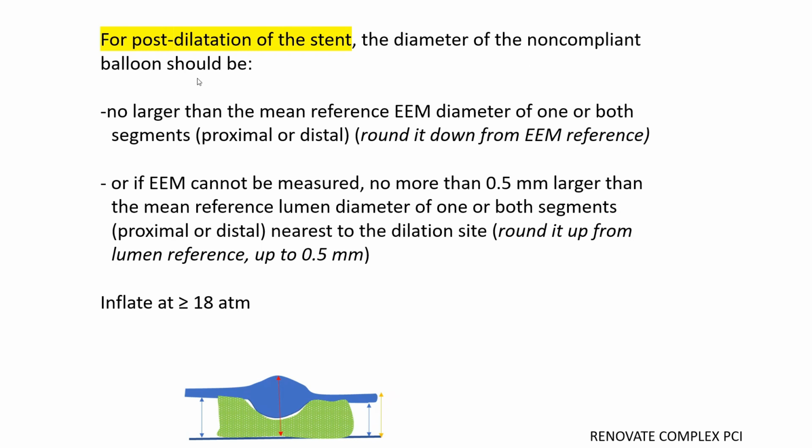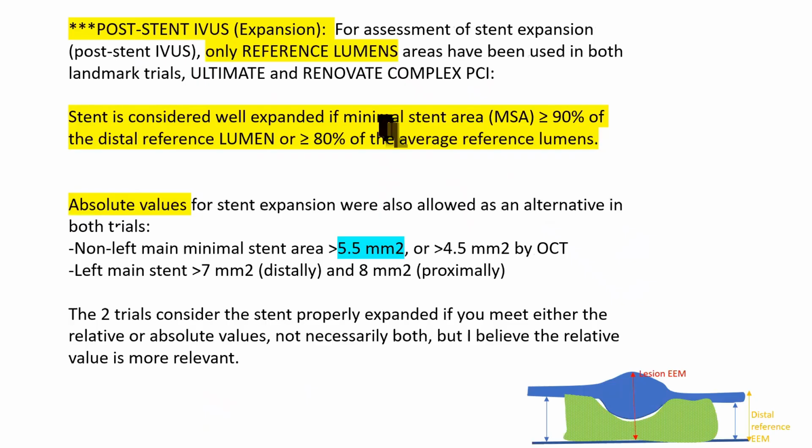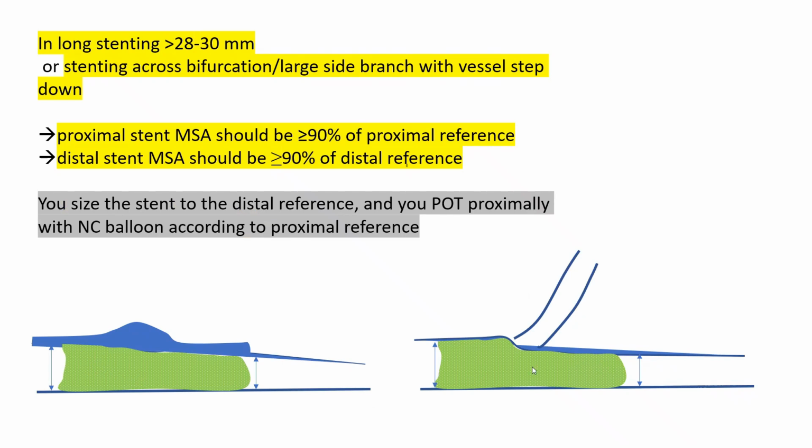You post-dilate it using a non-compliant balloon at more than 18 atmospheres, and the size of the non-compliant balloon should be either sized to the external elastic membrane and rounded down from that external elastic membrane reference, whether distal, proximal, or the average of the proximal and distal external elastic membrane reference, or you round it up from the lumen references, whether the distal or the proximal reference lumens, and you round it up to 0.5 millimeters. And in cases where you have a natural stent taper, like in long disease or across a large side branch, you post-dilate distally based on the distal external elastic membrane or lumen, and you balloon proximally with a non-compliant balloon based on the proximal external elastic membrane or lumen.